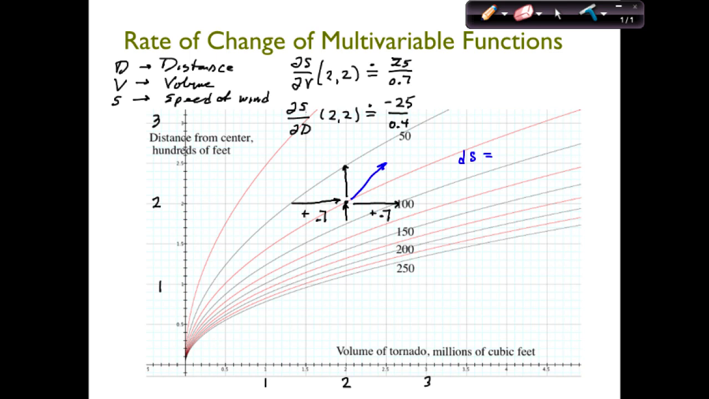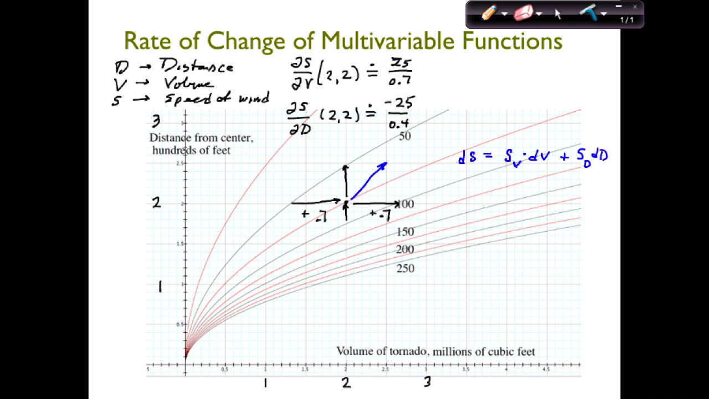So what did we do last time? If we wanted the total change in our dependent variable, we want the partial of s with respect to v, times the change in v, plus the partial of s with respect to d times the change in d.